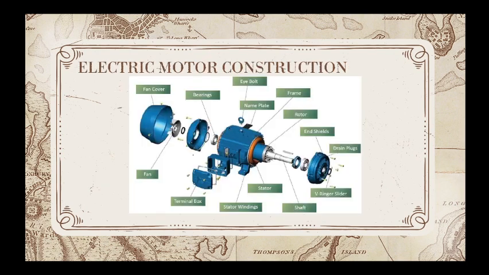And now we come to the construction of an electric motor, which consists of the fan cover, fan, bearing, eye-bolt, nameplate, frame, rotor, and shield, drain plugs, stator, terminal box, stator winding, shaft, and V-ring slider.